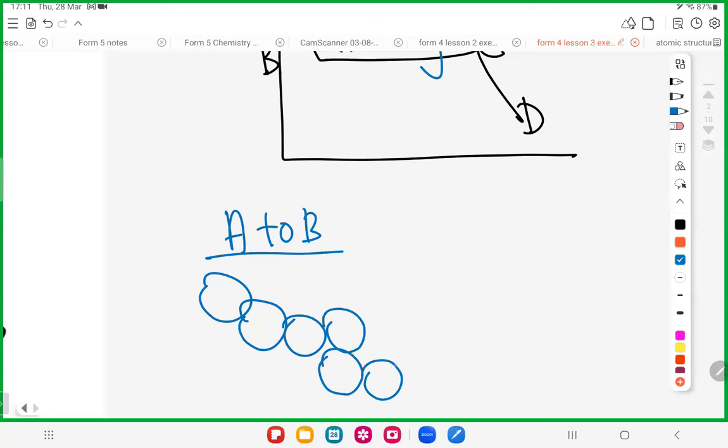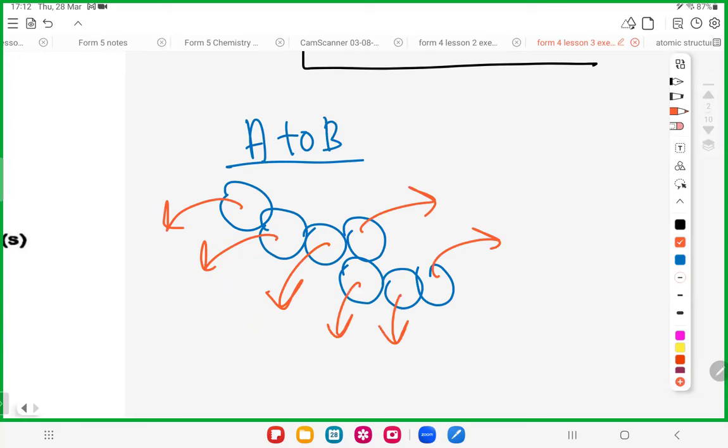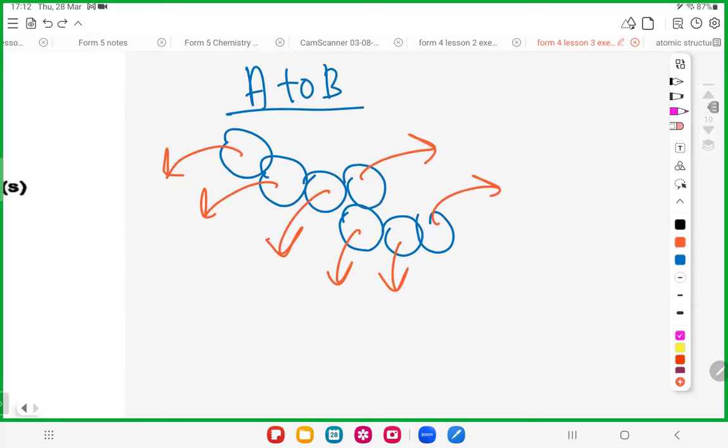So when you cool down the liquid, what happened? The liquid needs to throw away energy. Cooling process, throw energy away. Heating process, absorb the energy going in. So when you cool down, the substance loses energy. What is the name of the energy you lose? This energy is called kinetic energy. The energy of particles is called kinetic energy.